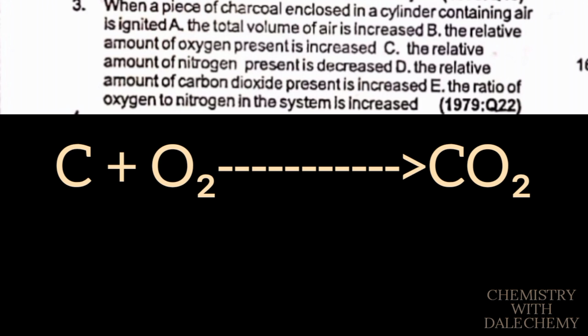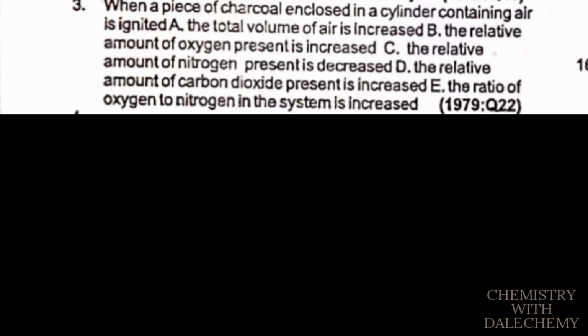So if you check the options now, the total volume of air is increased. That's very wrong. The relative amount of oxygen present is increased. It is decreased. So that's very wrong as well. And the relative amount of nitrogen present is decreased. That's very wrong. It remains the same. And the relative amount of carbon dioxide present is increased. So this is the correct answer. So option D is correct.